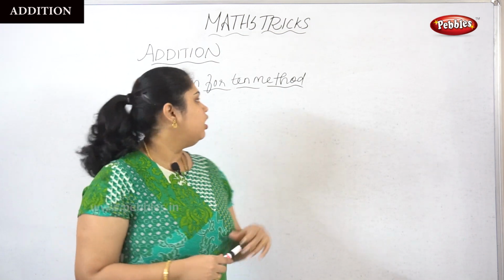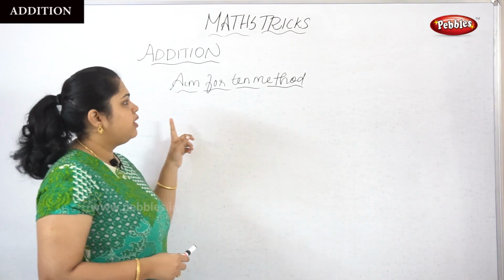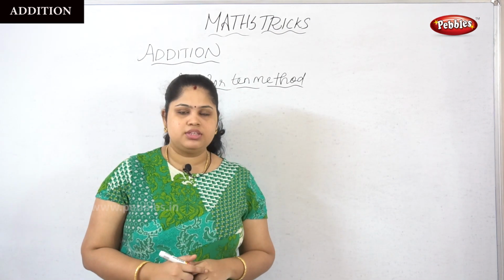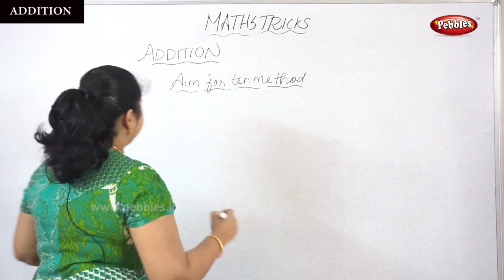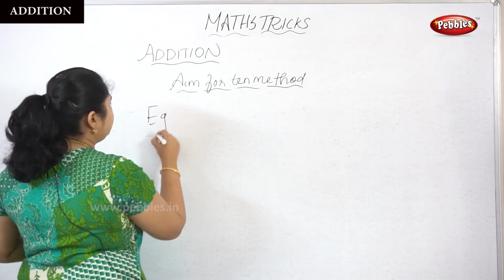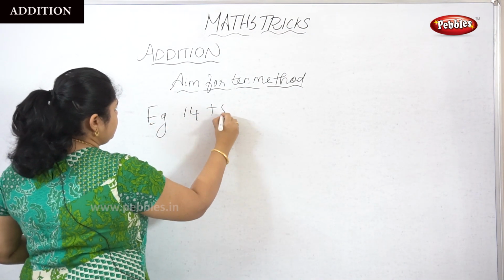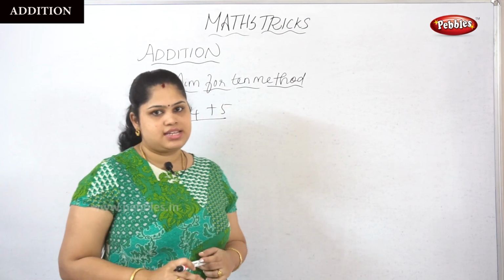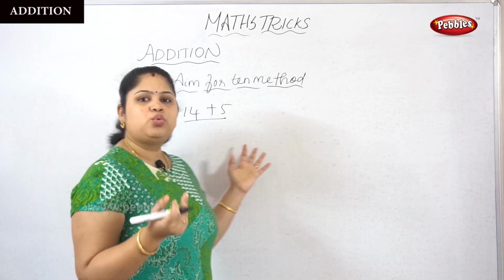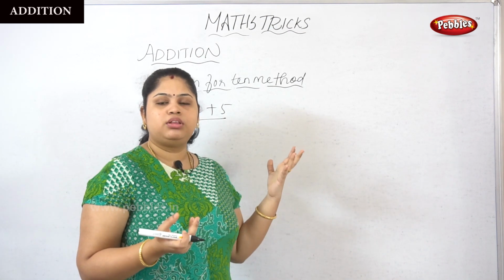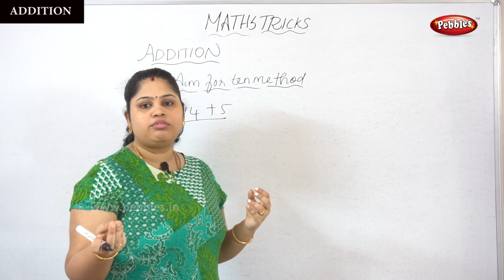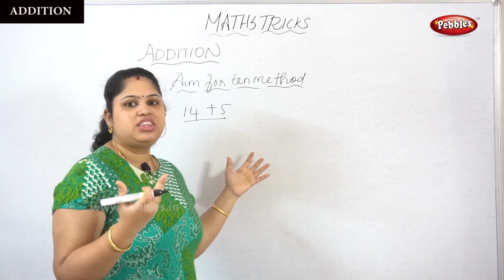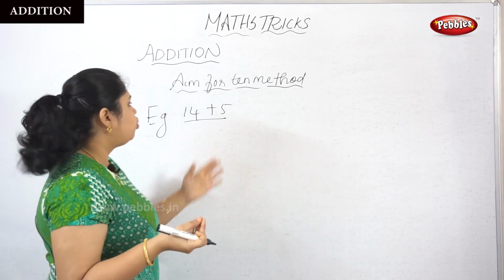This is the first method, the aim for 10 method. What does aim for 10 mean? Listen carefully. For example, 14 plus 5. I have taken a very simple example to make you understand. Don't think why we would apply a shortcut method for such small digits. For the method's sake, I have come up with a very small example, like 14 plus 5.